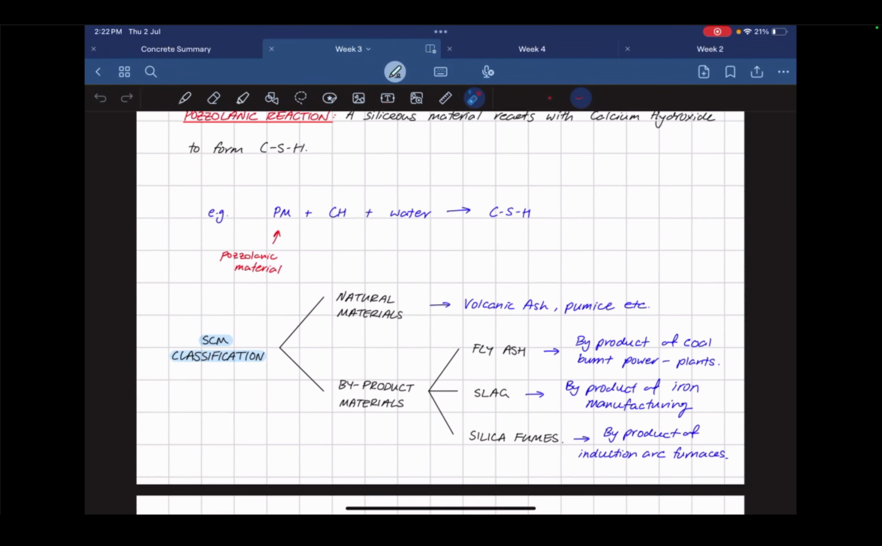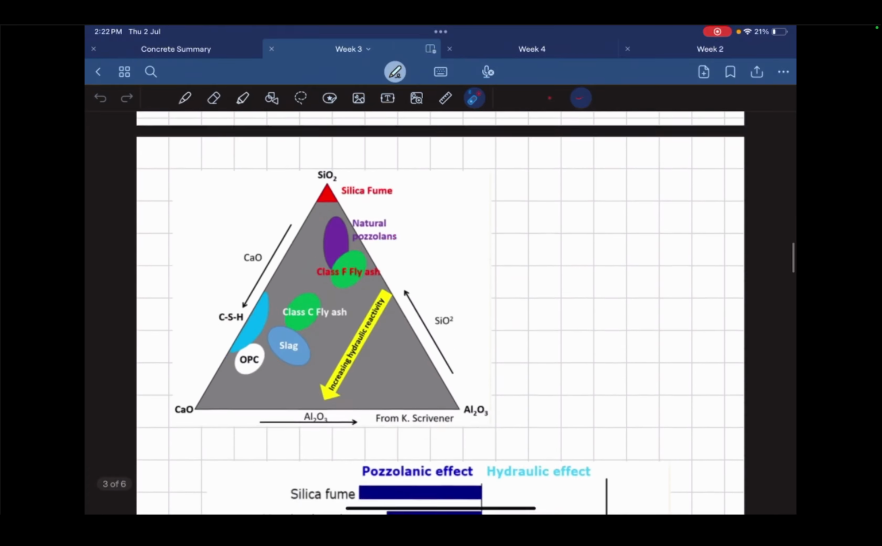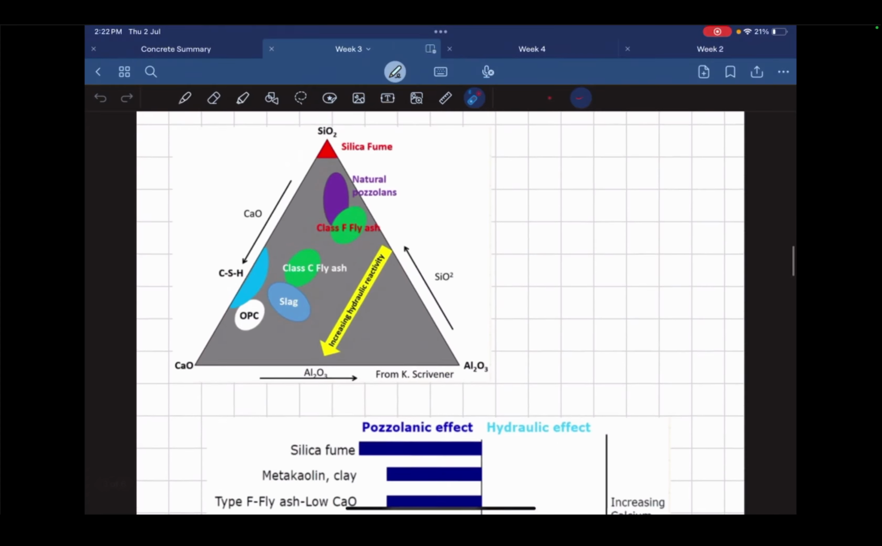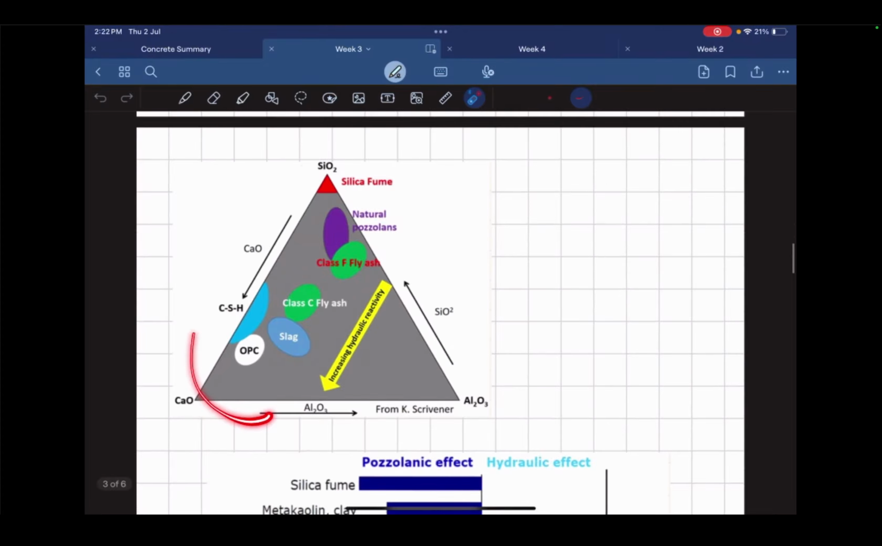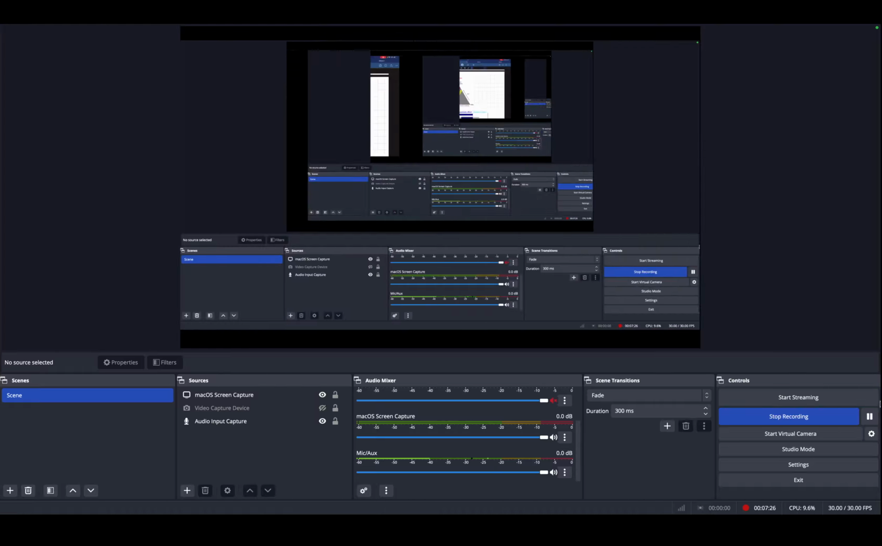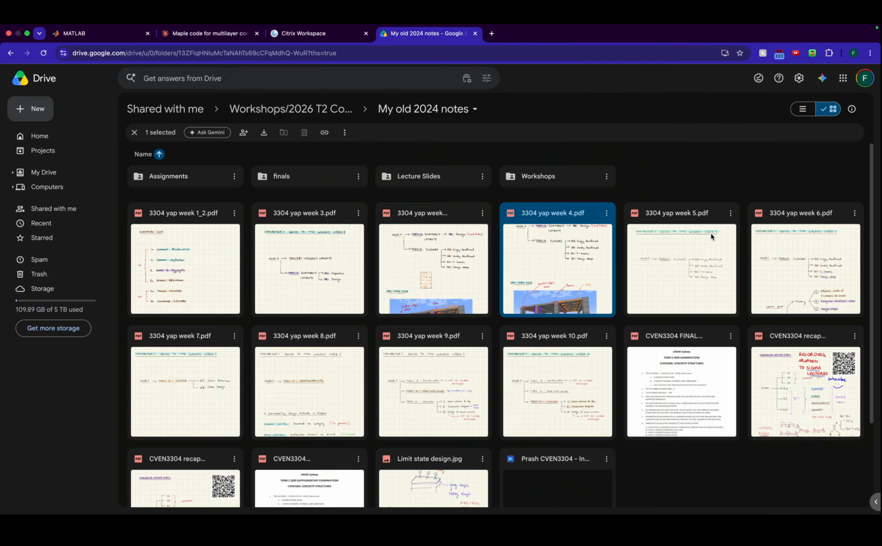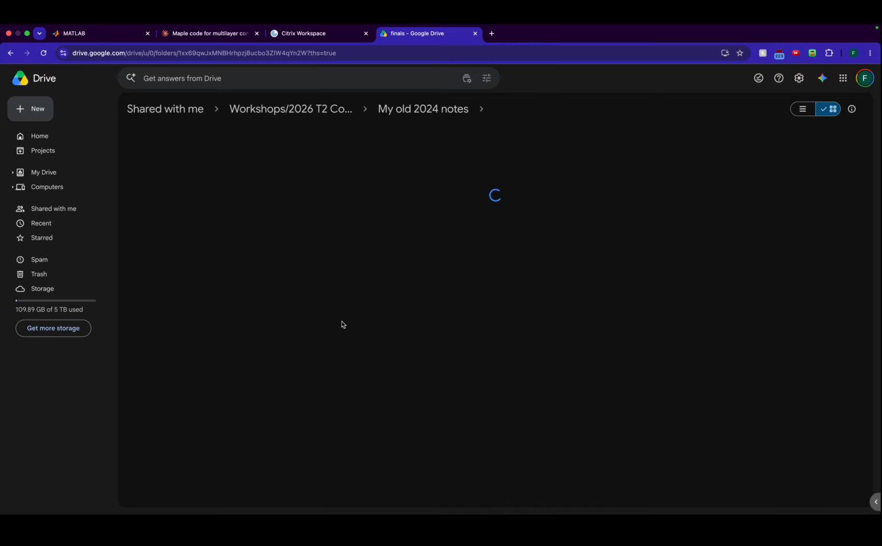What you really need to know is the SCM classifications. We've got natural materials and byproduct materials. I don't really want to cover this, but I'll be honest, this is just a whole bunch of theory. What really matters is how to use this table, or this diagram. In one of the final exams, they give you something like this. I'll show you an example.